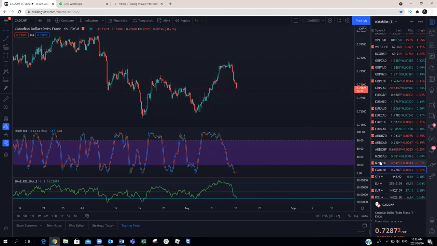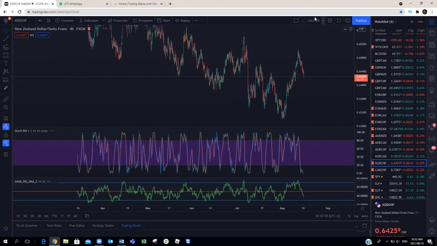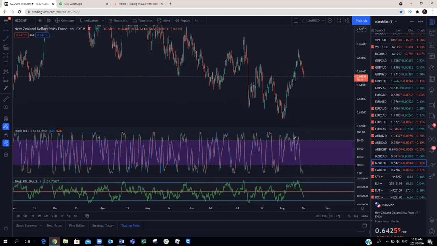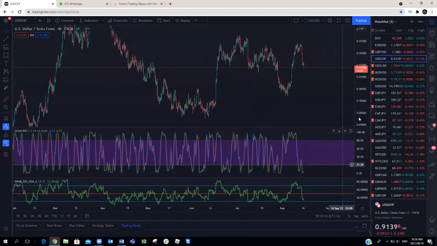Let's look at the New Zealand Chief as well. New Zealand Chief, although not quite related to the rest of the structure here, this looks like it was the end of the move. We've made a move to the upside. We'll look for this one to pull back here. So all the Chief pairs are looking bearish. Only look for sell setups from US dollar Chief, as you can see.